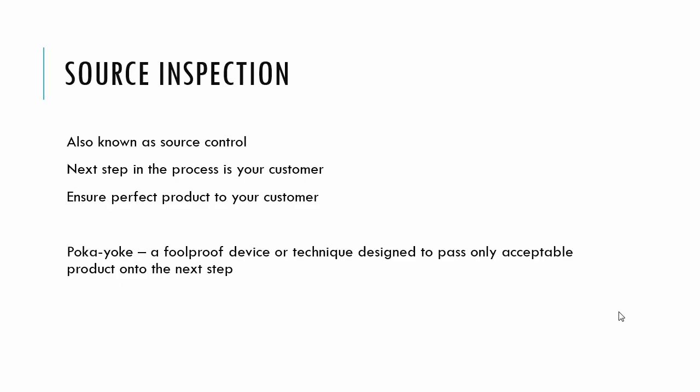Source inspection is also known as source control. The idea here is that you look at the next step in the process as your customer and you want to ensure that you provide the perfect product to that customer. A common tool often associated with source control is the Poka-Yoke. A Poka-Yoke is a foolproof device or technique designed to pass only acceptable product on to the next step.